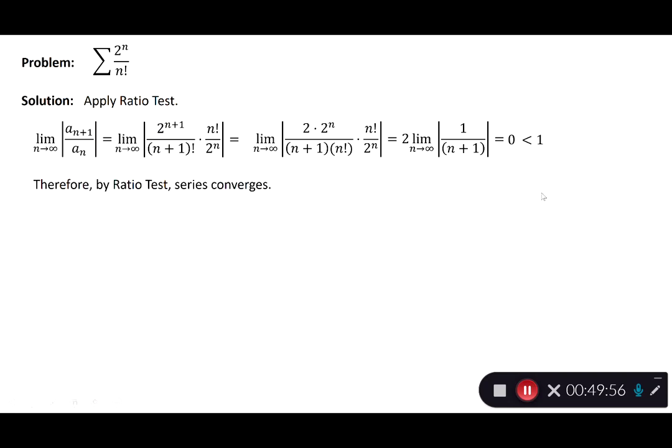As simple as that. So if you decide to apply the ratio test, figure out the limit of a sub n plus 1 over a sub n, and based on what that limit turns out to be, if it happens to be less than 1, the series converges, greater than 1, diverges, equal to 1, inconclusive.